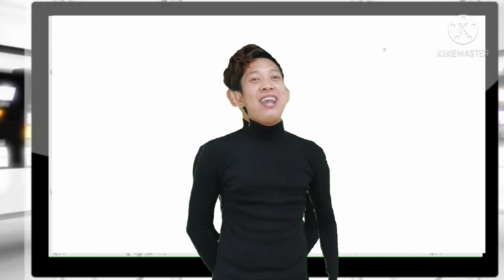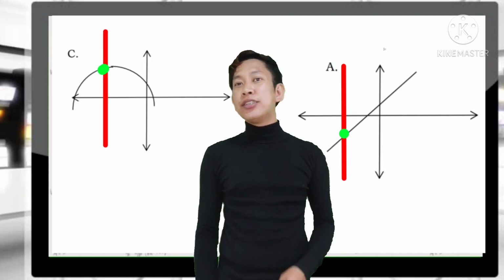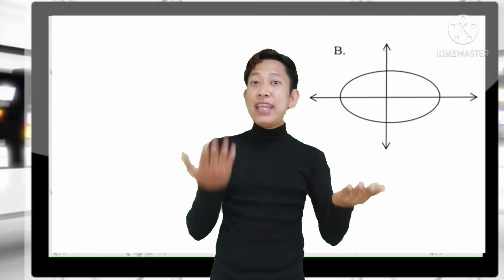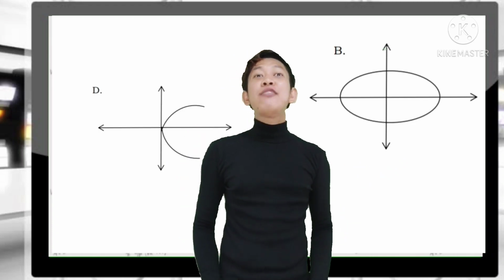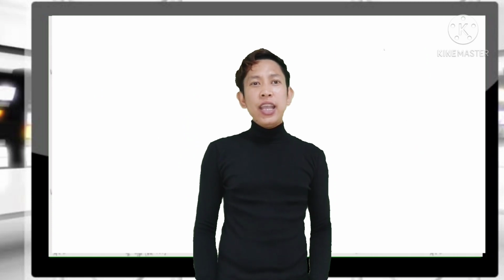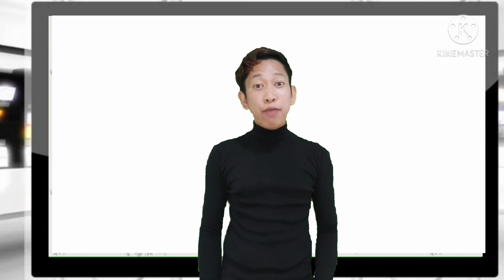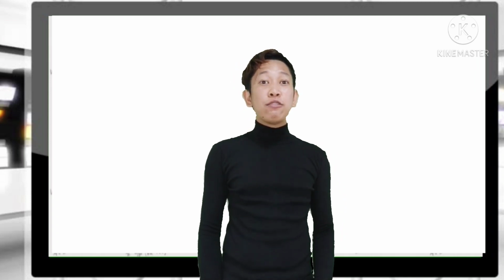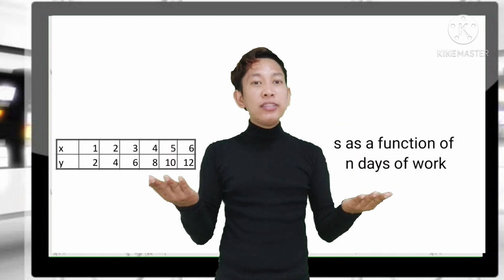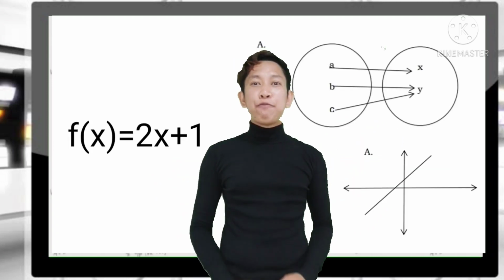Yes, that's right. A and C are graphs of functions, while B and D are not because they do not pass the vertical line test. In mathematics, we can represent functions in different ways. It can be represented through words, tables, mappings, equations, and graphs.